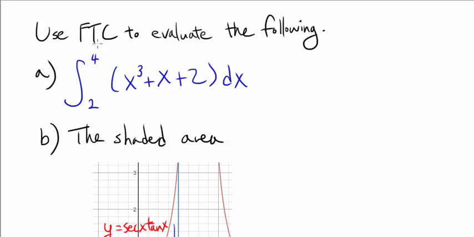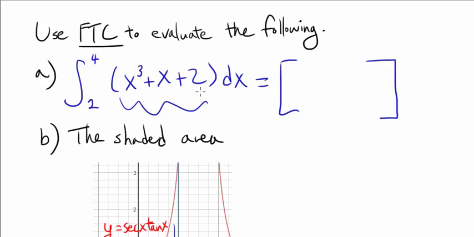We want to use the fundamental theorem of calculus to evaluate the following. The first one is the integral from 2 to 4 of x cubed plus x plus 2 dx. Let's start by anti-differentiating what's inside. What do we have to differentiate to get x cubed plus x plus 2? Let's look at it term by term.